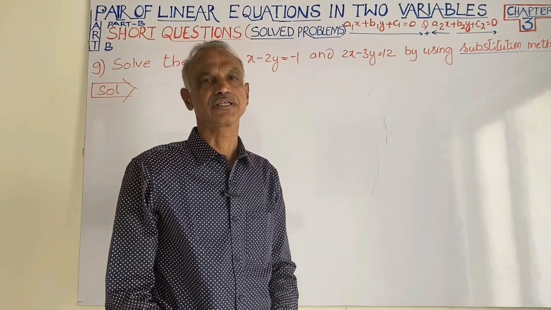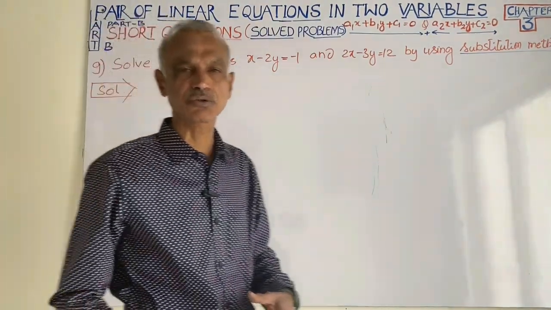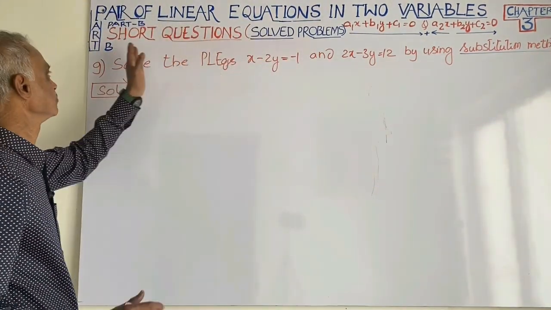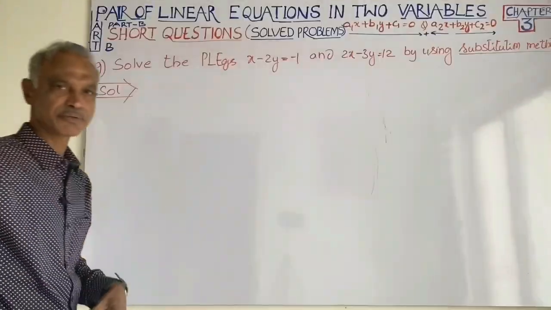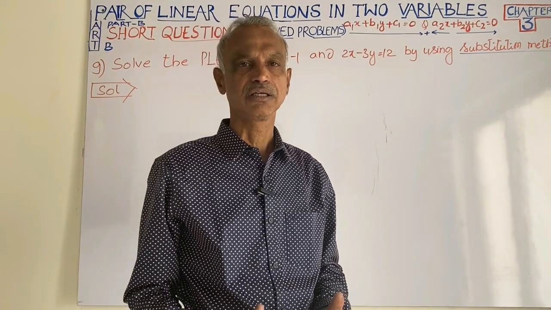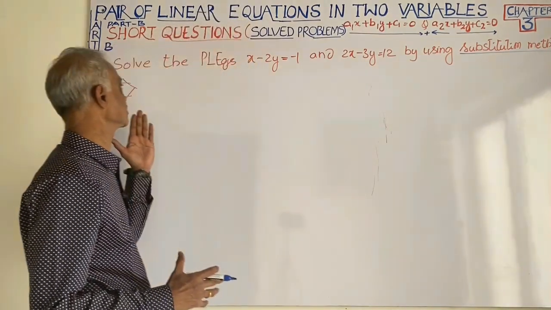Hi students, in part B, solved problems, short questions. Very short questions are over. Now, in part B, solved problems, short questions. See, what is the ninth problem we have? Already in very short questions, 8 problems are over. I think you have understood those problems. Now, in short questions, ninth problem.